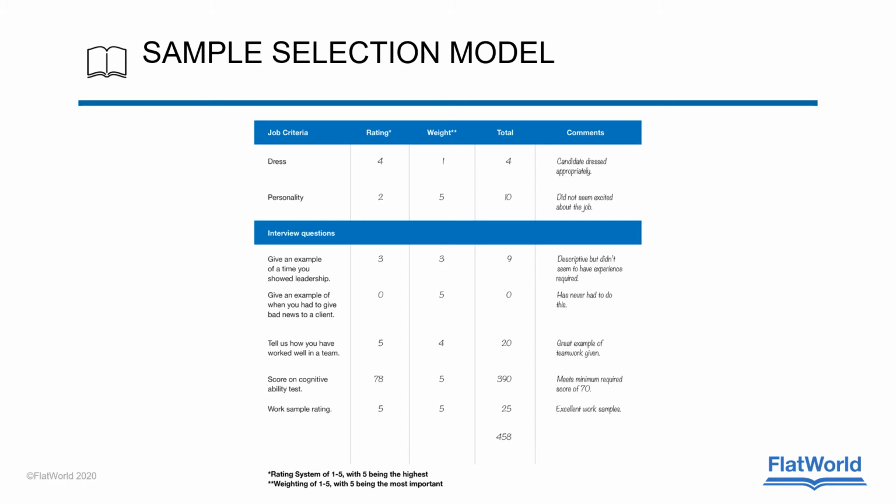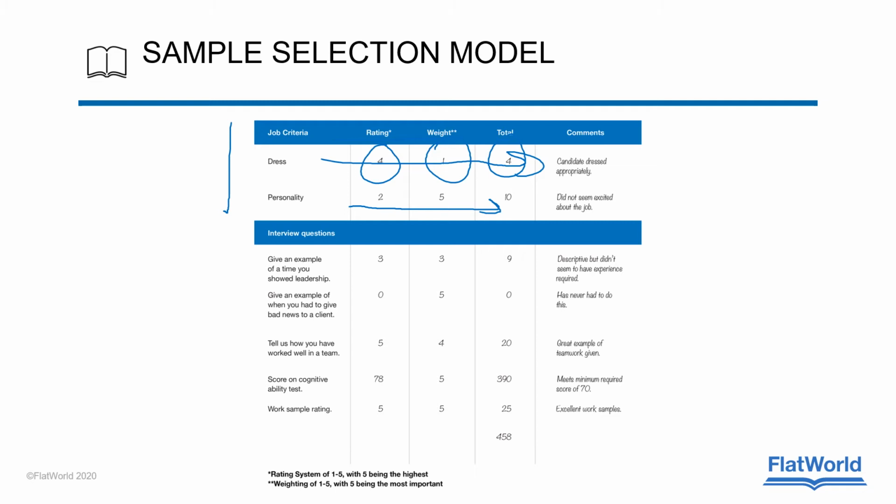So here's a selection model, a sample one. At the top you have the job criteria, the dress and personality, and the various people who scored. The person was given a 4 on the dress. The weight of this was just 1, so the total is 4. So you can see that this is a mathematical procedure that goes across. And then personality. The person got a rating of 2, and the weight on this was 5, so that gives a 10. So 2 times 5 is 10.